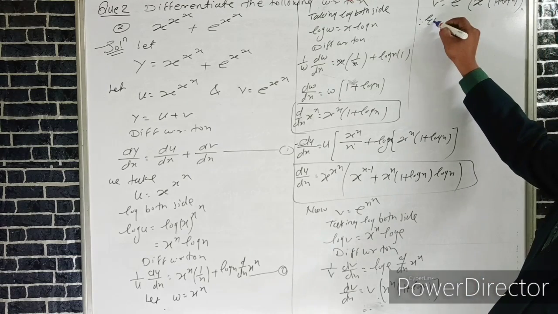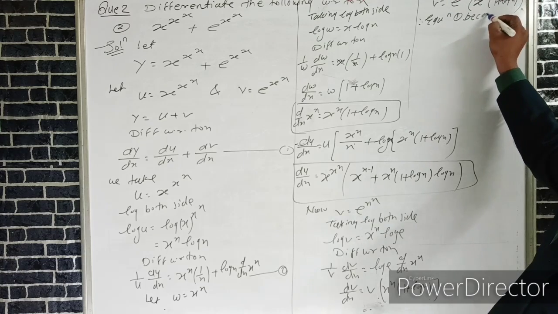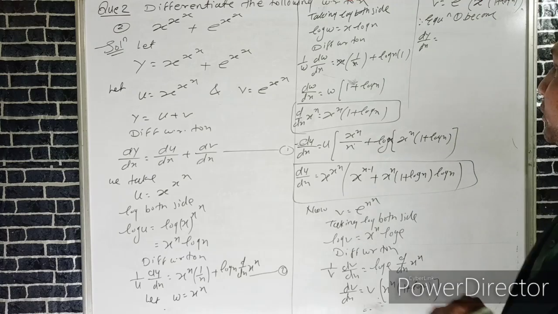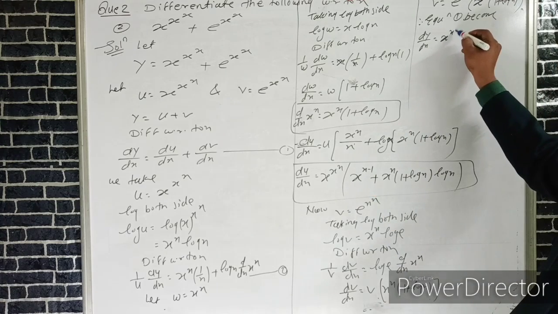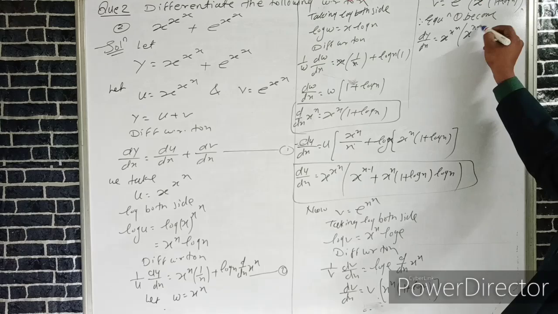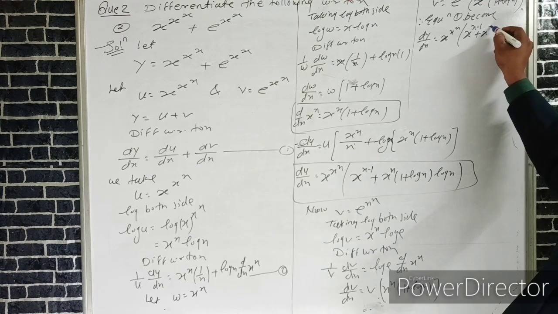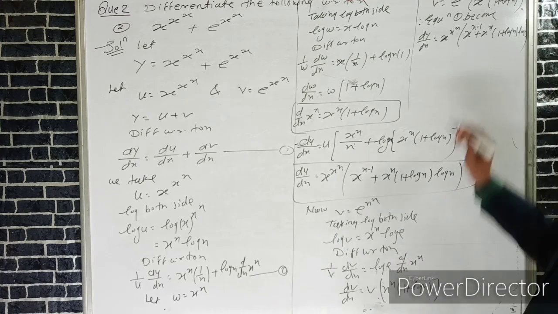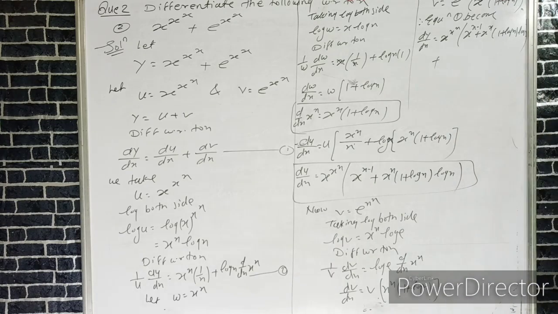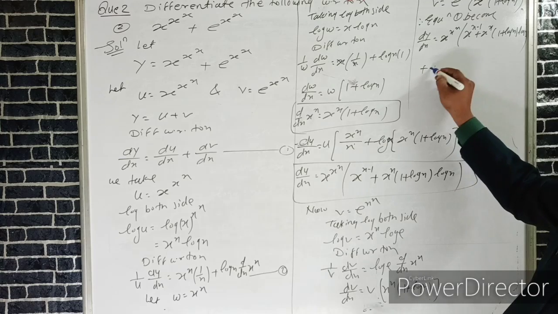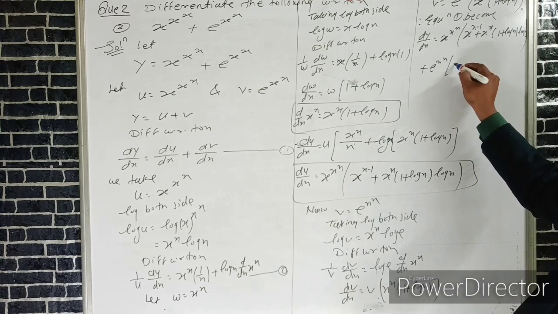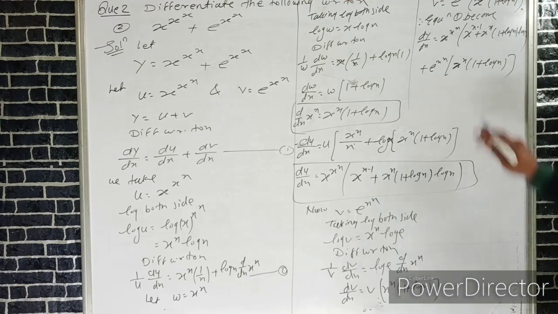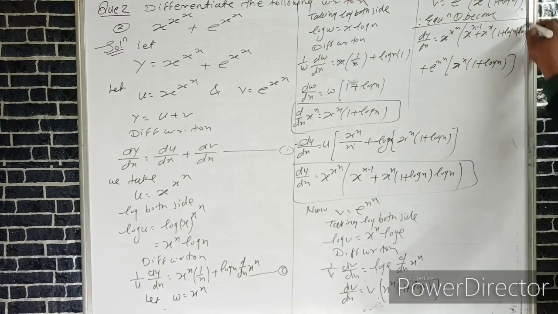Therefore, equation 1 becomes dy/dx equals x^(x^x) into [x^x into (x^(x-1)) plus x^x into (1 + log x) into log x], plus here v is e^(x^x) into x^x into (1 + log x), which is the required derivative dy/dx.